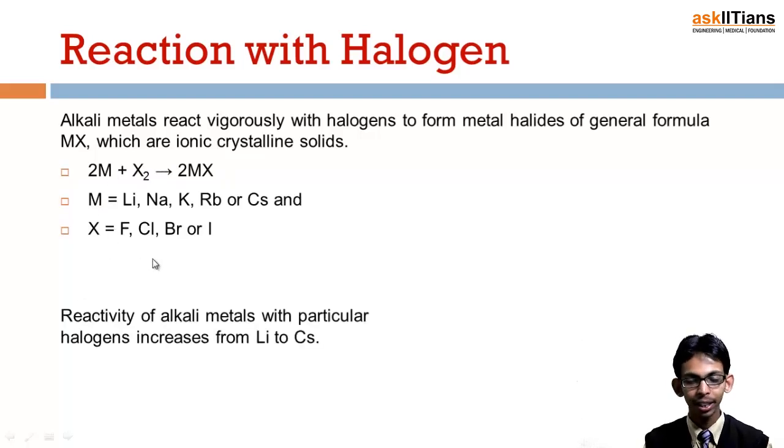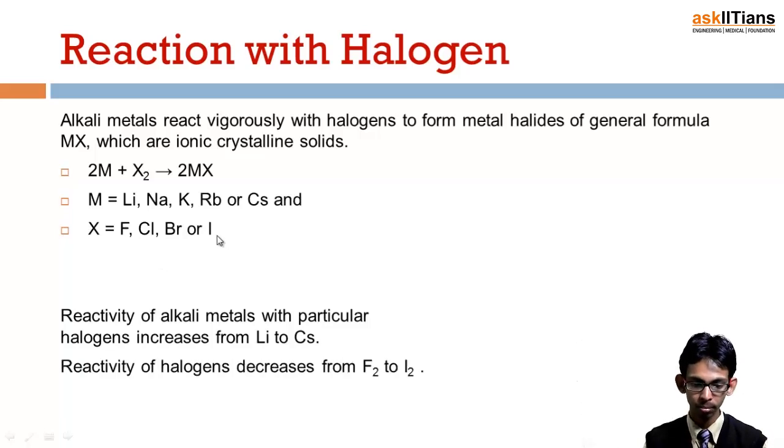And the reactivity of alkali metals for a particular halogen increases down the group from lithium to cesium. And again, the reactivity of halogens decreases from fluorine to iodine. Fluorine reacts more vigorously than chlorine, and then bromine and so on. So we can see here, let's say 2 Na reacts with Cl2 to form 2 NaCl.